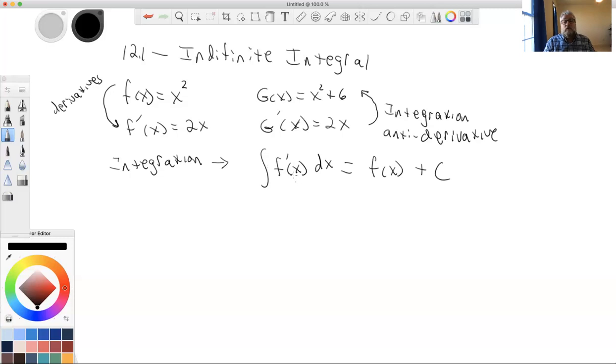So going this way is the antiderivative, taking the derivative and undifferentiating it to get to the function. So this is what we're going to be talking about for the next two chapters. And there's a rule, let's see, powers of x formula.